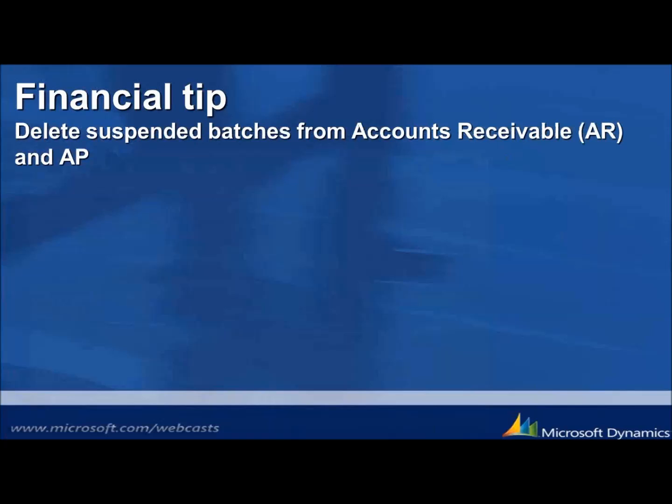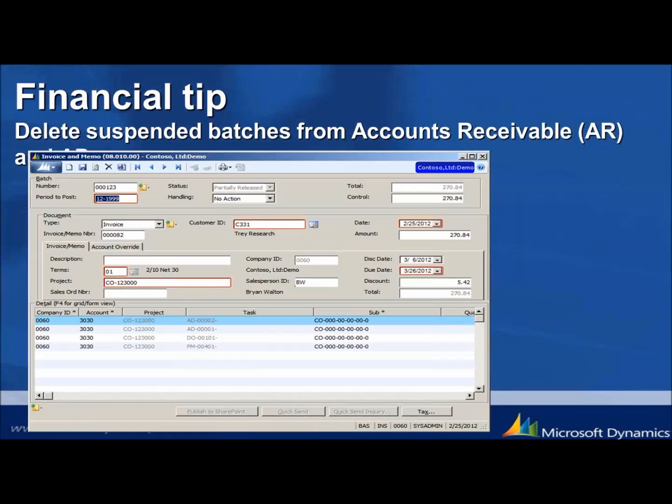Next, the ability to delete batches from AR and AP. Now, even though an AR or AP batch goes to partially released status, none of the transactions in that batch get released. So unlike inventory, where you will have released and unreleased transactions held within the same batch, in AP and AR, if the whole batch can't release, it rolls everything back and nothing gets released. So we wanted to add the ability to take those batches and just start over if you want to.